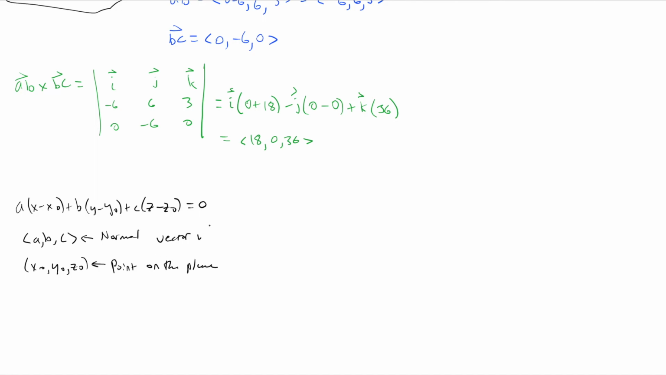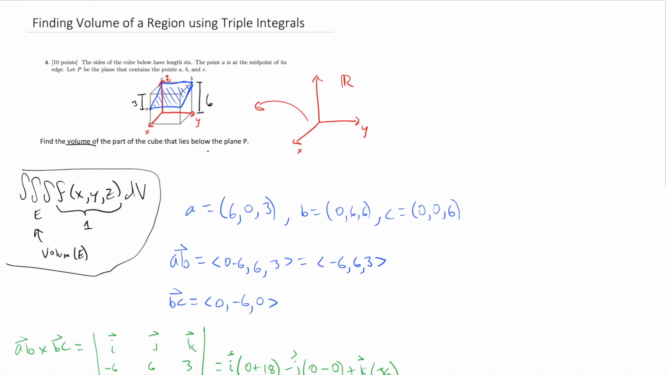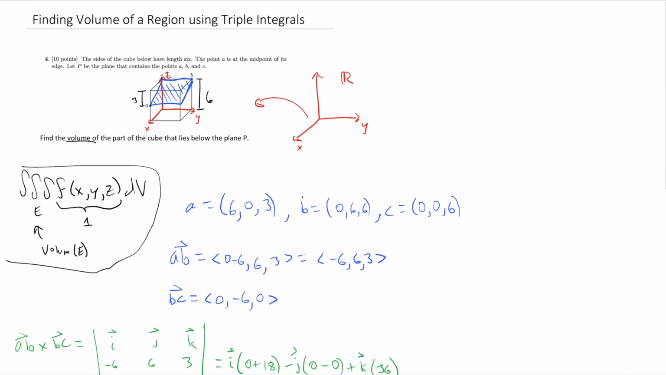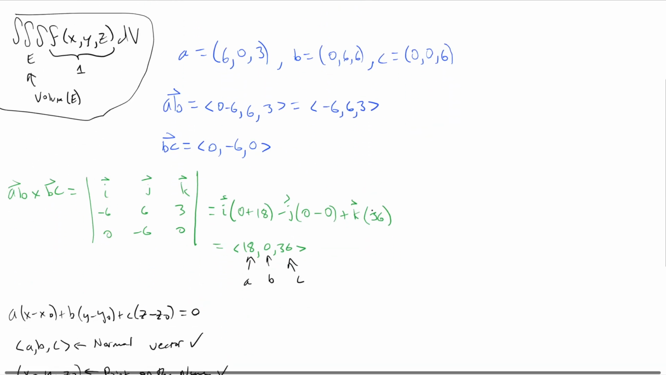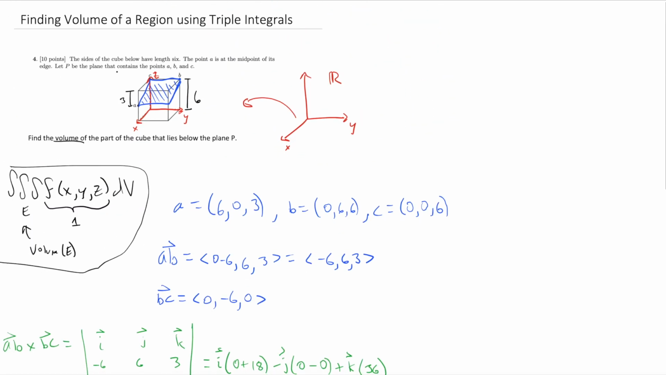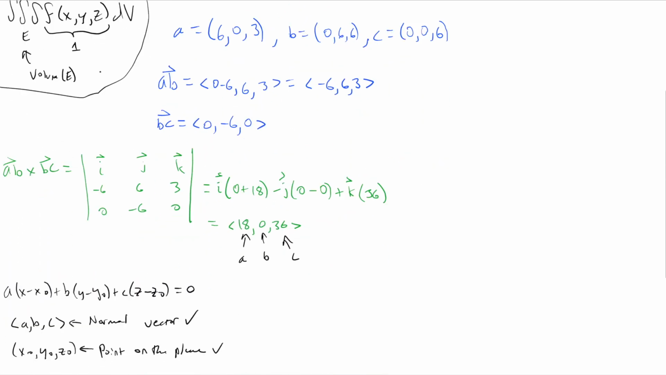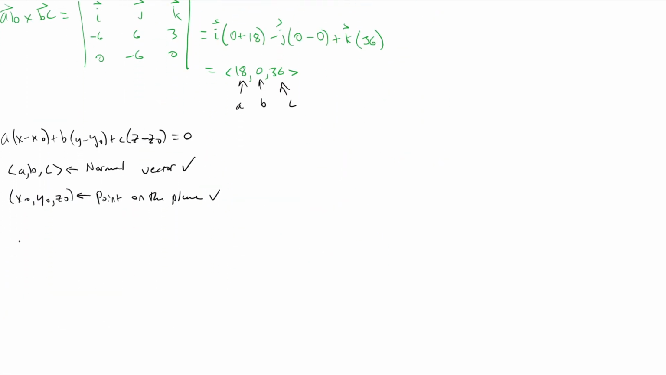Do we have a normal vector? Yes, it is this, A, B, and C. And do we have a point on the plane? Absolutely. We can choose any of these 3 points, and we're even told in the question that the plane P contains the points A, B, and C. So we've got all of our ingredients right here to cook up our meal. So let's just go ahead and proceed with that.